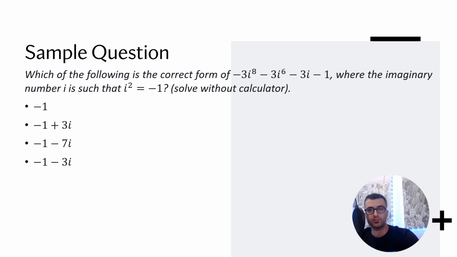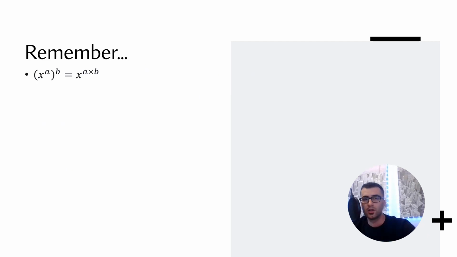So there is a rule to remember. When we have open bracket x to the power of a, close bracket to the power of b, it equals x to the power of a multiplied by b. If you remember this, solving this question is just 50% done.